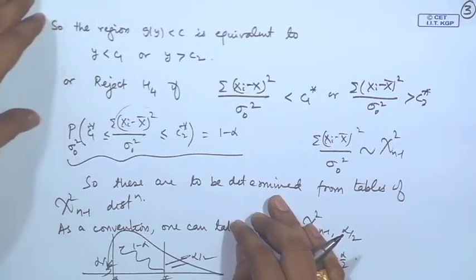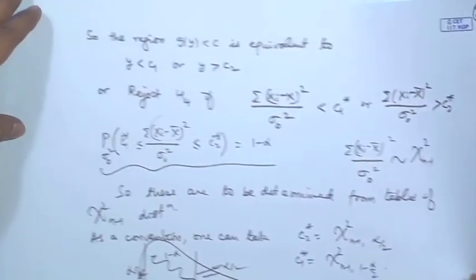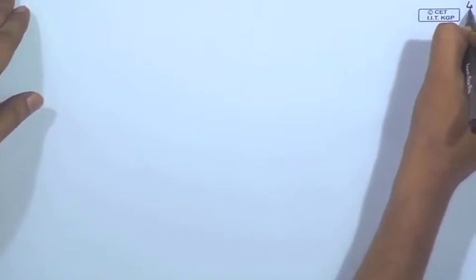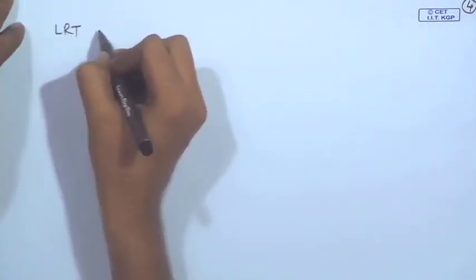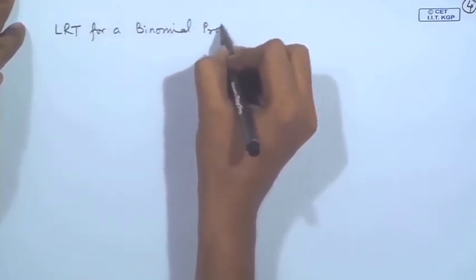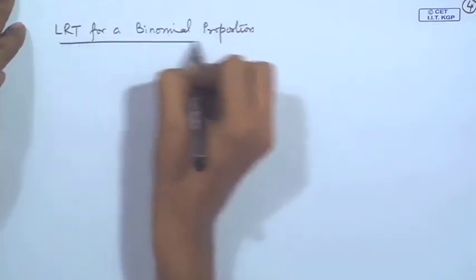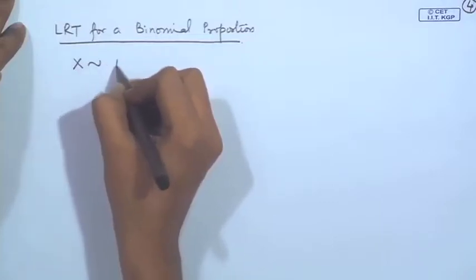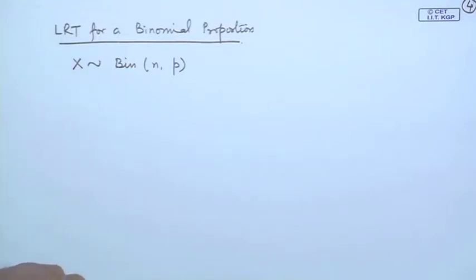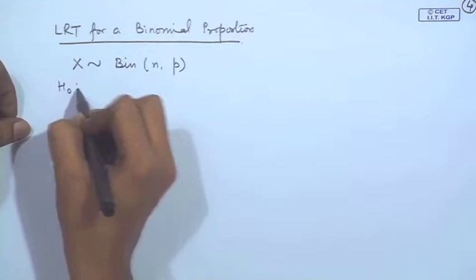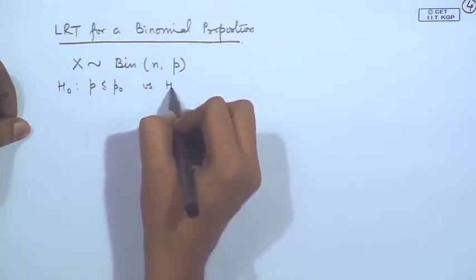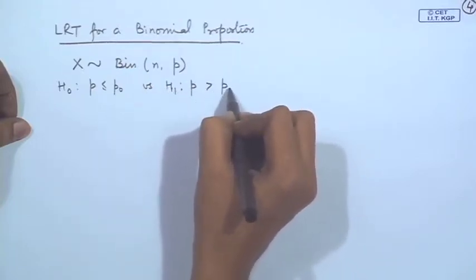Before we move to two sample problems, let me give an application to the distributions which are discrete or which are not in the exponential family. So, let us consider likelihood ratio test for a binomial proportion. So, we have the data X following binomial(n, p) distribution, and we are considering the hypothesis testing problem, say p is less than or equal to p naught against say p is greater than p naught.